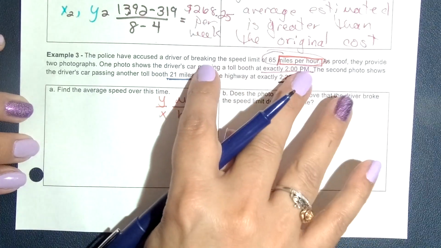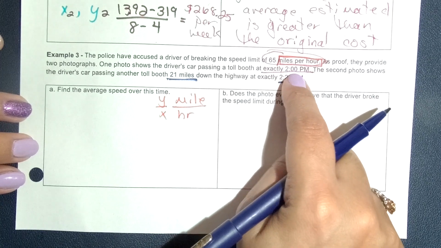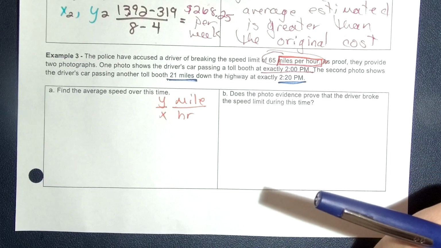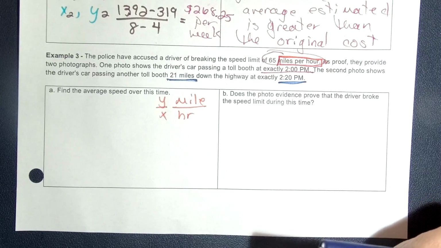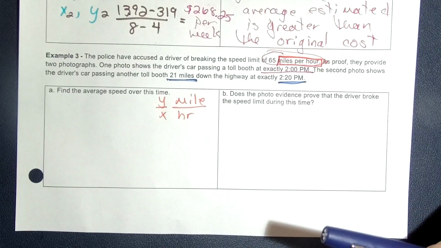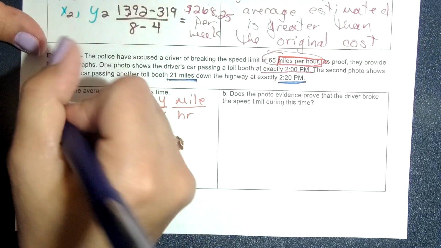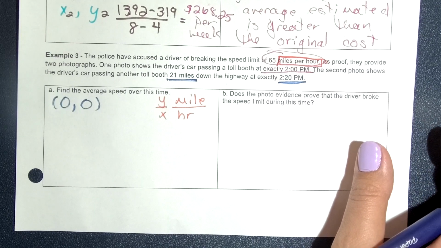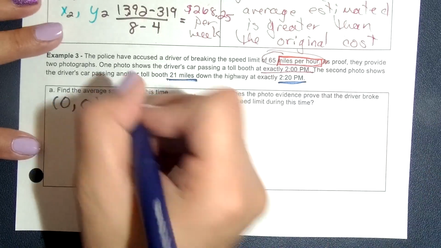Okay, this one's a little tricky. We need to figure out the amount of time that has passed, and we need to figure out a starting point. Do we have a starting point? Does it tell us he starts at this many miles? No. When it doesn't tell us a starting point, the starting point will always be 0, 0. This is the origin. This is the starting amount: 0 miles and 0 time.